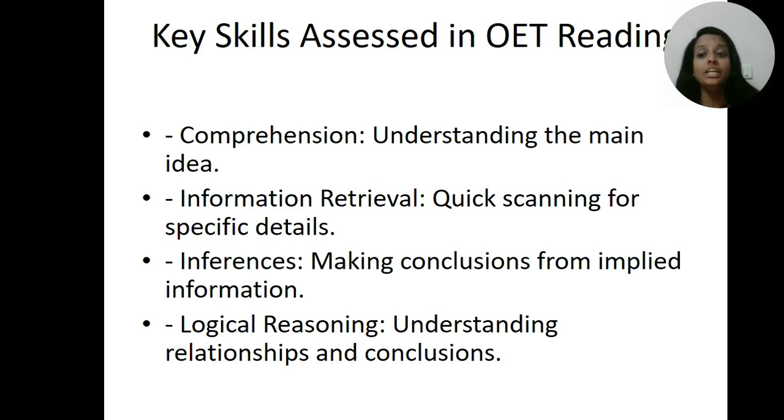Got it? And information retrieval. What do you mean by information retrieval? Are you able to quickly find specific details? Because in part A, it's about scanning. And when we are talking about part B and part C, it's about finding nuanced details and understanding complex data. And the third one is inferences. Sometimes the information won't be explicitly stated. So, reading between the lines is key in making correct answers, especially in part B and part C.